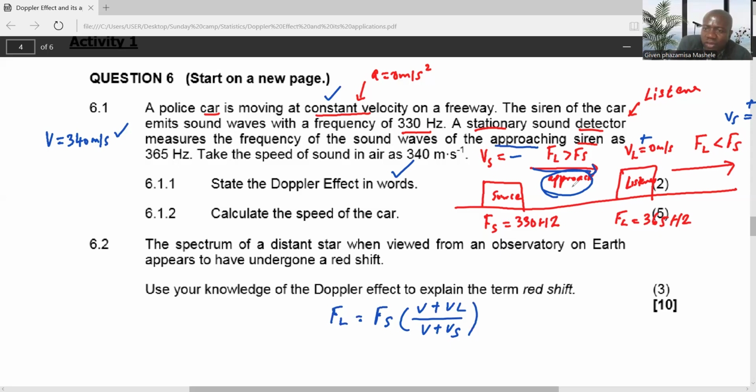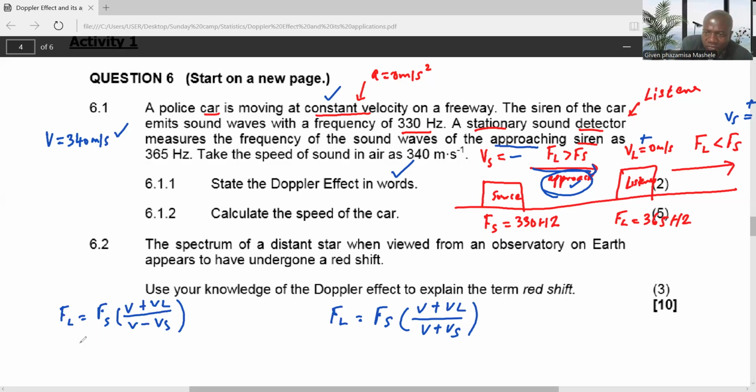We're given the information when the source is approaching the listener. So we have to use the option of making Vs negative and VL positive. The formula will be FL equals Fs into (V plus VL) over (V minus Vs). We use this because we are talking about the case where the source is approaching. Vs should be negative and VL positive, but when moving away, we change the sign for the plus formula.